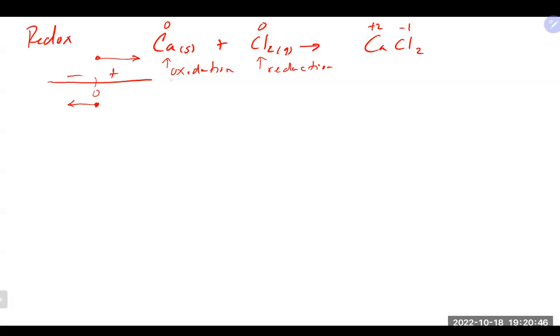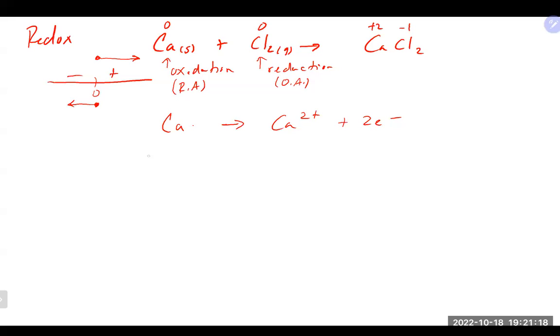That also means, just for a reference point here, this would be our reducing agent, right? Which is the thing that's getting oxidized. This would be our oxidizing agent, which is obviously the thing that is getting reduced. We could split this up into its half reactions, and we would have our calcium going to our calcium with a +2 charge.